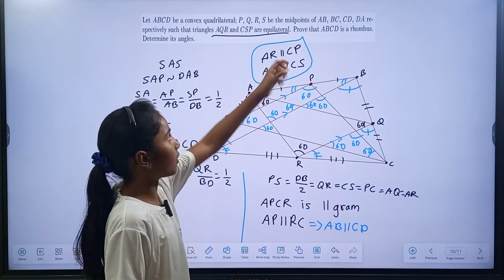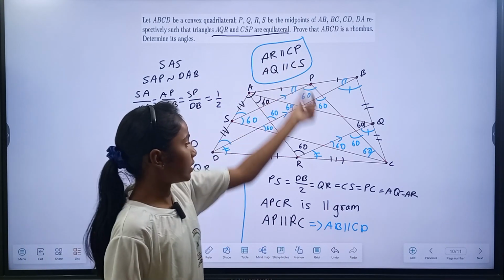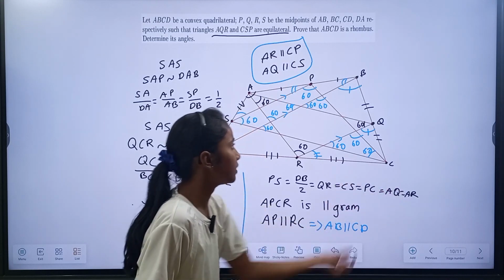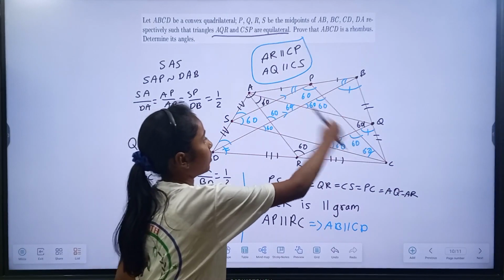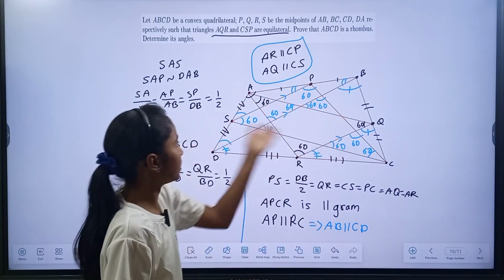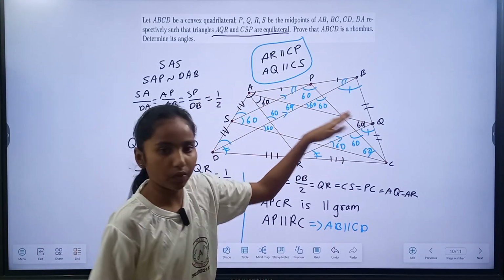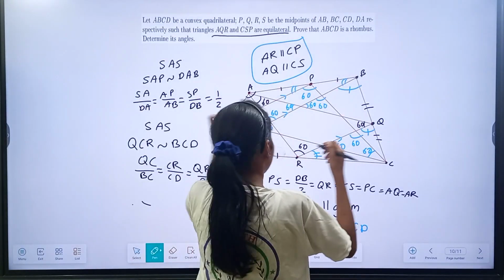Now we'll take the second pair of parallel lines, which is AQ and CS. We have AQ equal to CS, and the quadrilateral related to those sides, this is AQ and this is CS, is ASCQ. So we have the quadrilateral ASCQ.